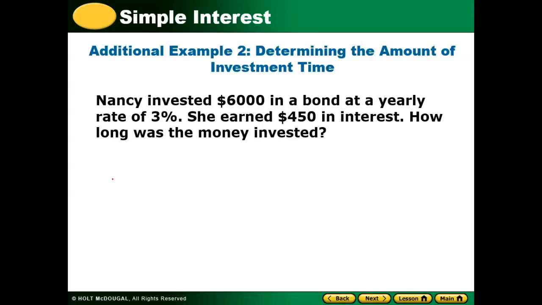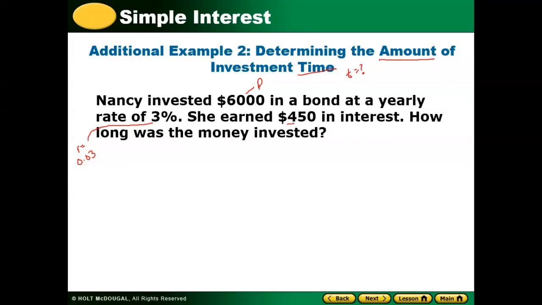Okay. So a different example. In those last ones we were calculating interest. In this case, we're calculating the amount of investment time. So we're finding time instead of interest. So we know that she invested $6,000. In this case, she didn't borrow, she invested, but that's still our principal amount in a bond at a yearly rate of 3%. So she makes 3% yearly on this bond. So we know that our rate is going to be 0.03.